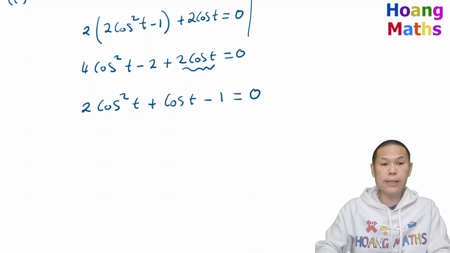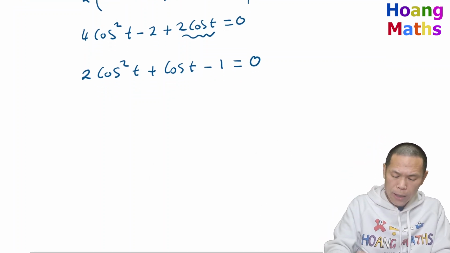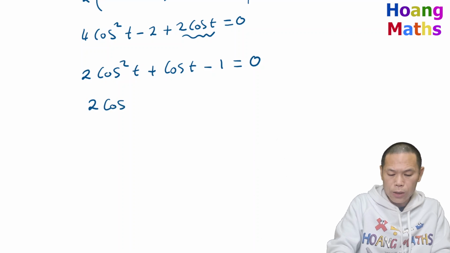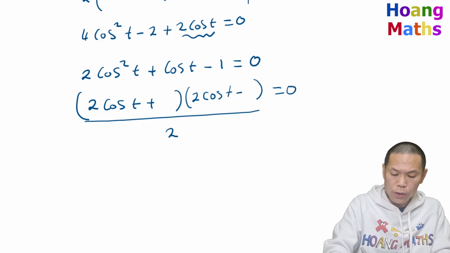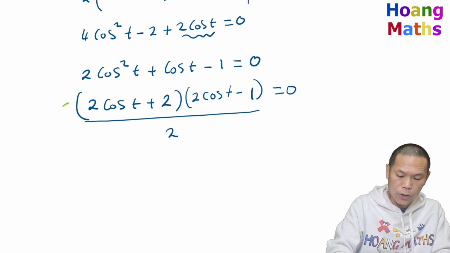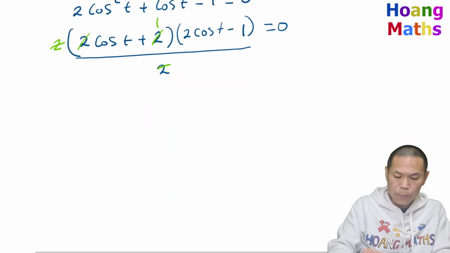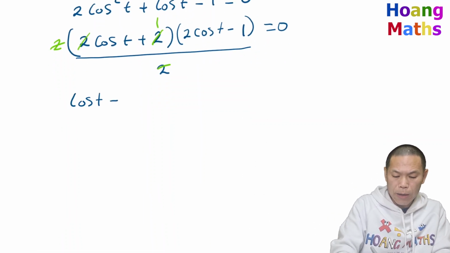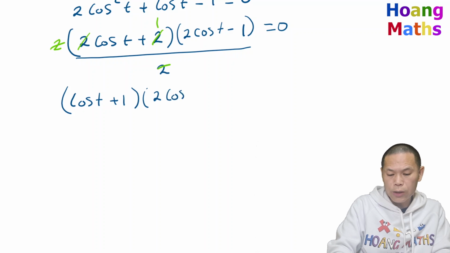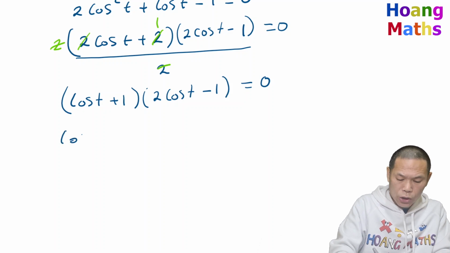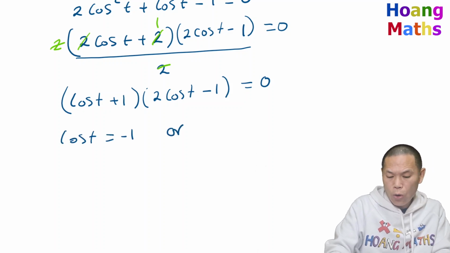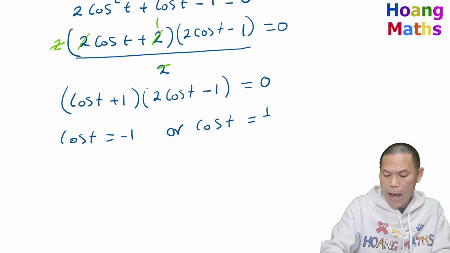So I need to factorize this. So let me just quickly factorize this. That becomes 2 cos t plus 2, 2 cos t minus 1 is 0. And this should be 2, this should be 1. And I take the 2 out, that cancels. That gives me 1. So that will give me cos t plus 1, 2 cos t minus 1 is 0. So this means that cos of t is negative 1, or cos t is a half.